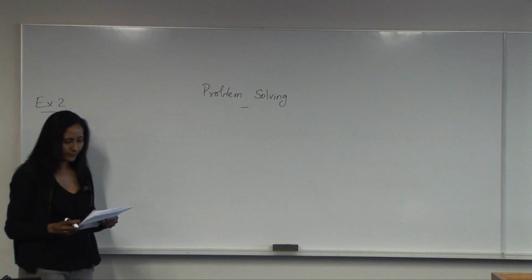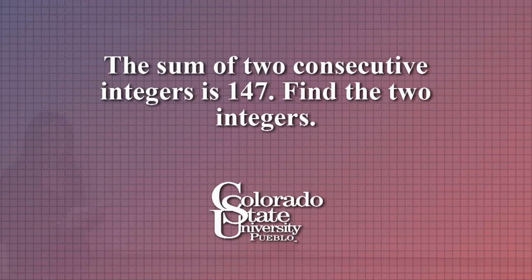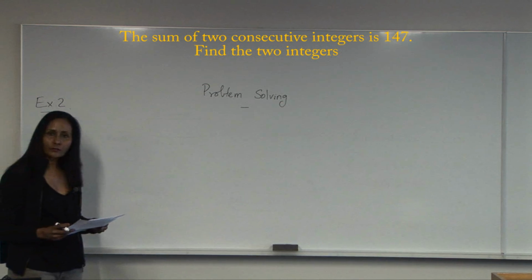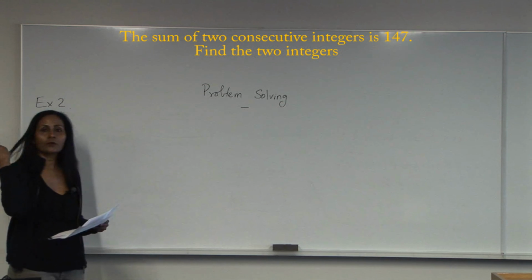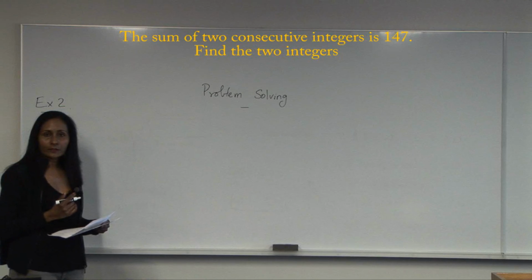Let me read the question. The sum of two consecutive integers is 147. Find the two integers. So that's the problem. So here, sum of two consecutive integers. So you have to know the definition for consecutive integers.